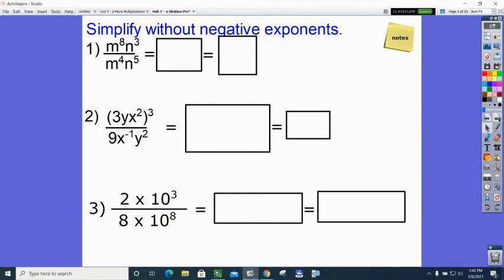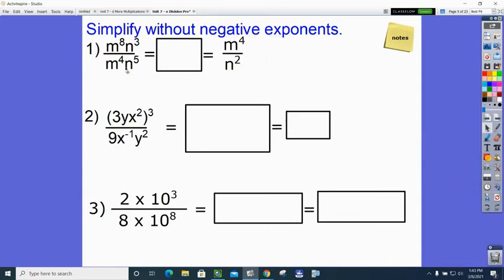So let's do some more of these. And what you have to understand is everything is in play now, all 5 rules. Now, I want to show you this one, and I'm going to talk it through 2 different ways. So we could use our quotient rule and say we have a common base. So we would take 8 minus 4, and we'd have m to the 4th. And we could take 3 minus 5 and have negative 2, and then we would have to move that n to the negative 2, reciprocate it to the other place, and make it n squared. And we'd end up with this answer.